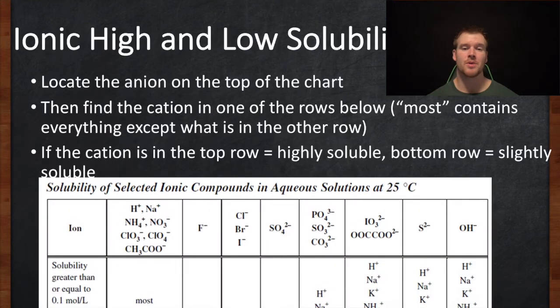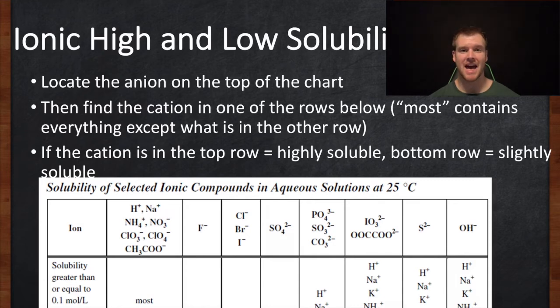Next, we're going to look at determining if an ionic is high solubility or low solubility. So there is a chart in your data booklet that is going to tell you if it's going to be high or low. But you need to know how to use it. So you've got to know how to locate the anion at the top of the chart. That's your first step. And then find the cation below. Remember, anion means negative, cation means positive.